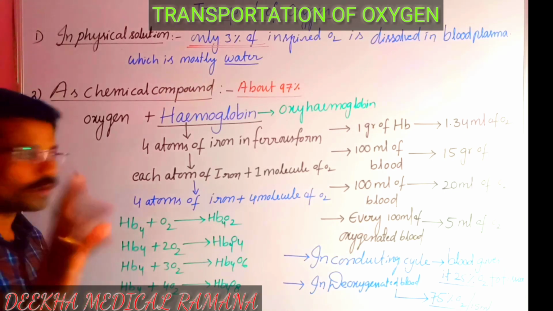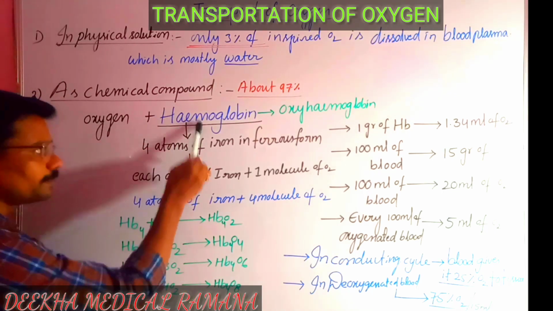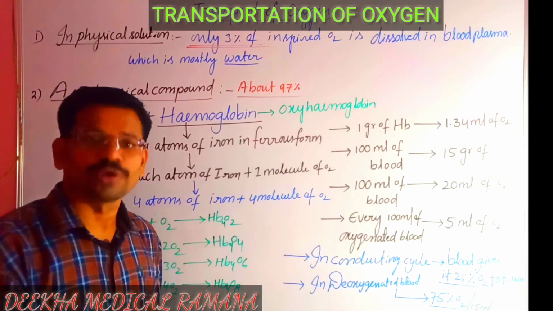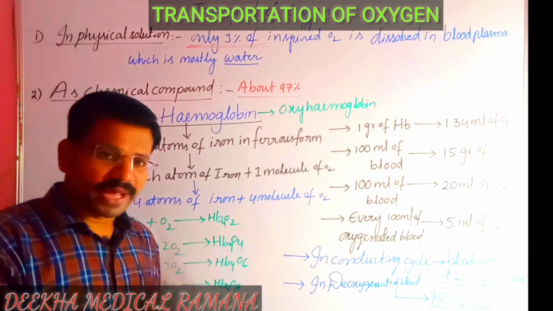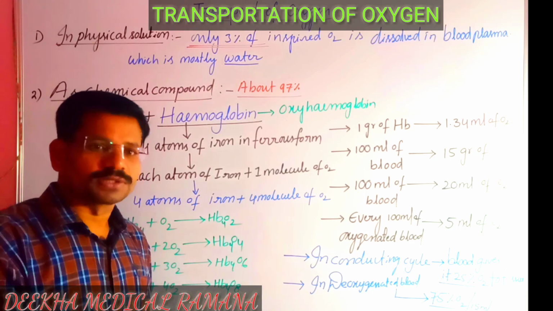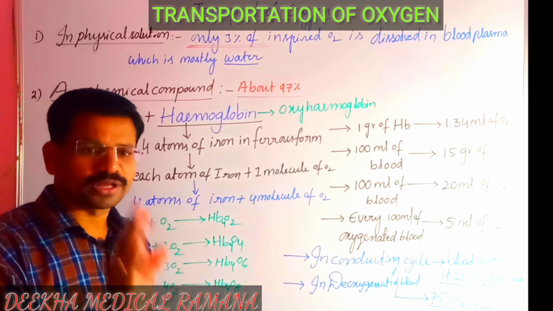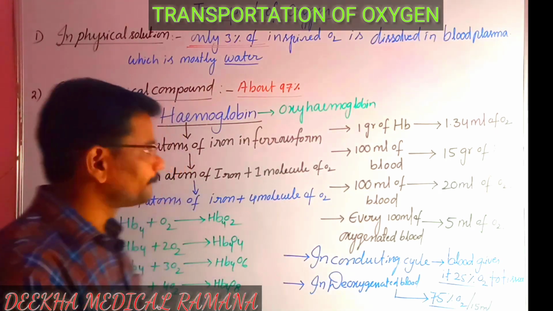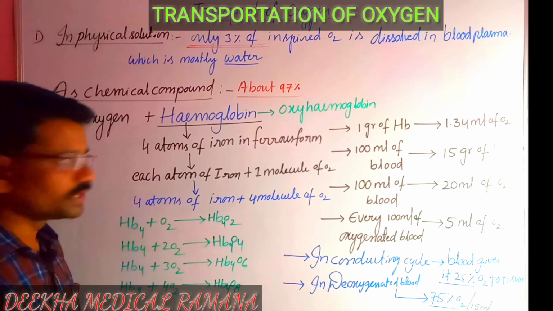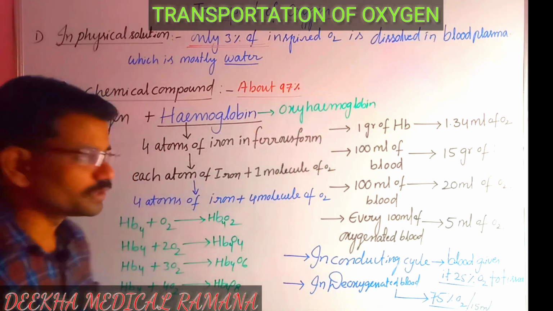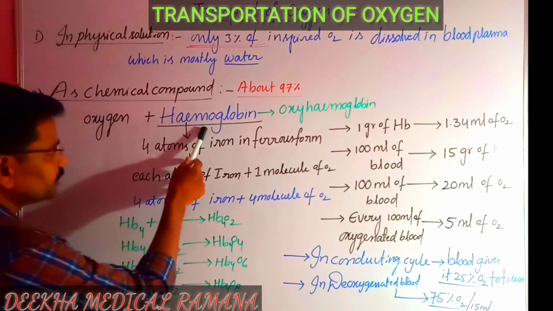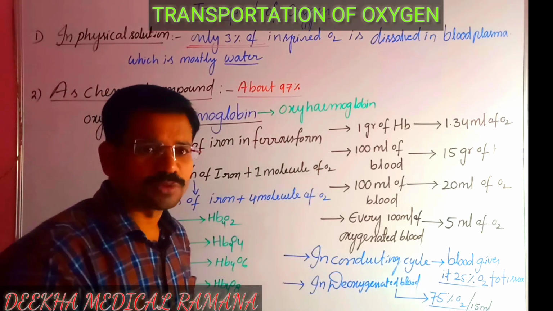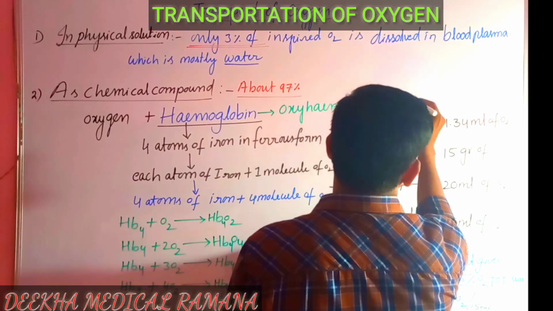That means there are 4 pockets present in the heme part of the hemoglobin. Each pocket can be filled with 1 molecule of oxygen. That means the maximum number of oxygen molecules that can be carried by one hemoglobin is 4. That is a very important question from this area, right? Let me go on to what oxyhemoglobin is. Generally, oxyhemoglobin is nothing but oxygen reacting with hemoglobin. The formation of oxyhemoglobin is called oxygenation.